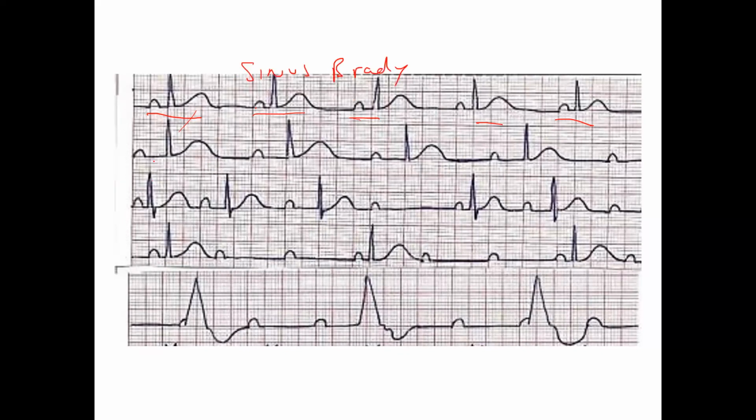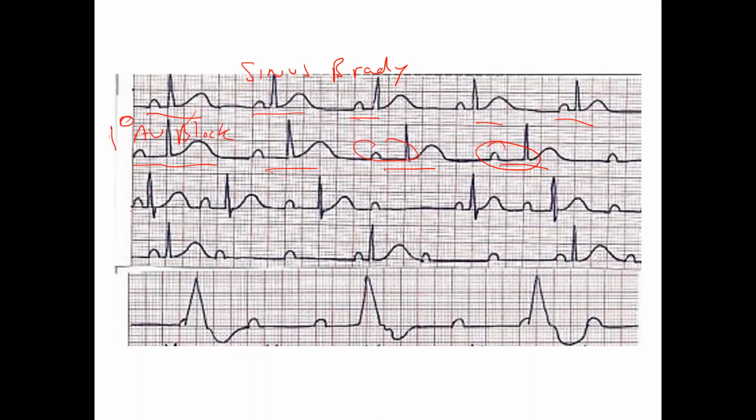Okay, let's look at this one. P is normal, QRS is normal, but something's wrong with what here? Your interval's messed up. Yes, it's prolonged. So what do we call this? First degree AV block, right? This is AV block. This is critical right here.